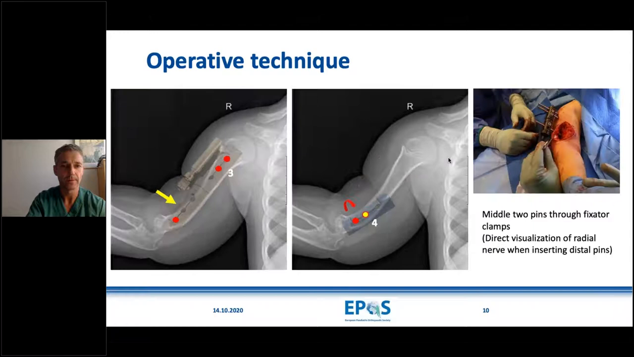Now, then we would place a third pin, which is the middle pin in the proximal fragment, and the middle pin in the distal segment can be a little bit tricky because you have the recurvatum deformity. As you can see on the curvature of the humerus, if you put the pin where the yellow arrow is, you would not hit the bone properly. So then you have to detach the clamp from the fixator. You have to rotate the clamp to make sure you hit the bone properly with the second pin in the middle. And we will always open the incision again to make sure that we do not hit the radial nerve, and we will watch the radial nerve when we put in the middle pins and the two distal pins.